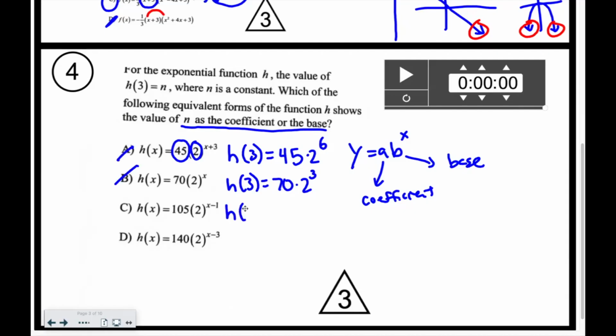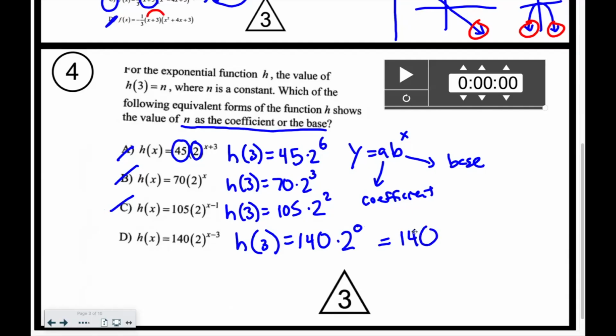Then when we look at this one, h of 3 is 105 times 2 to the 3 minus 1, which is 2 squared. But again, whatever 105 times 4 is, it's not 105 or 2. So the answer has to be D. And to see why, we'll talk about in general why we could have probably skipped right to that answer. h of 3 is 140 times 2 to the 3 minus 3. Well, 3 minus 3 is 0, and anything to the 0 is 1. So we get 140. So 140 is the value of n, and it is also the coefficient.